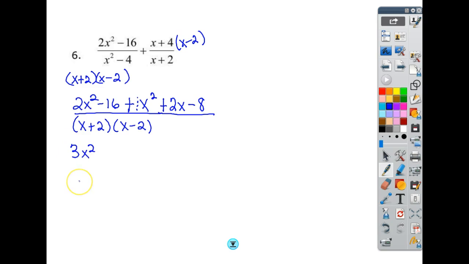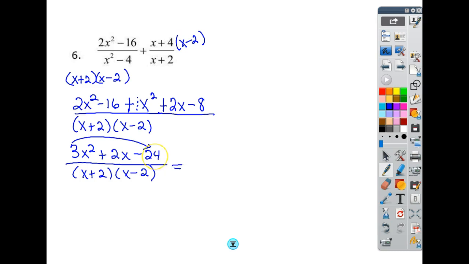What goes after your x squareds? Your x, and we only have one x, so we have 2x. And then what's a negative 16 and a negative 8? Negative 24 over x plus 2, x minus 2. What's the very last thing that we need to check? Does that factor? And that's a mess. Okay, it starts with a number, a 3. So we have to say what multiplies to, okay, what's 3 times negative 24?